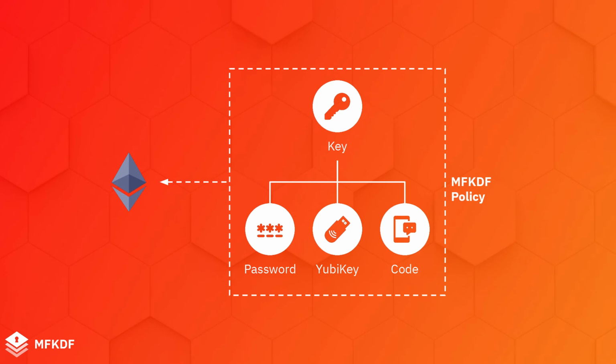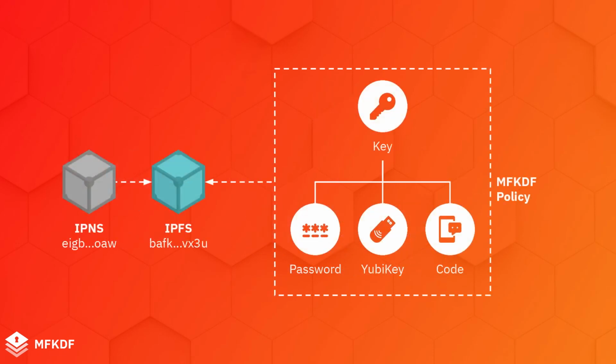In our case, when the wallet is created, the MFKDF policy document is uploaded to IPFS. An IPNS record is created to point to the latest version of the policy document. The fixed address of this IPNS record is effectively your username. A number of IPFS pinning services are then invoked to pin the latest version of the IPFS record.